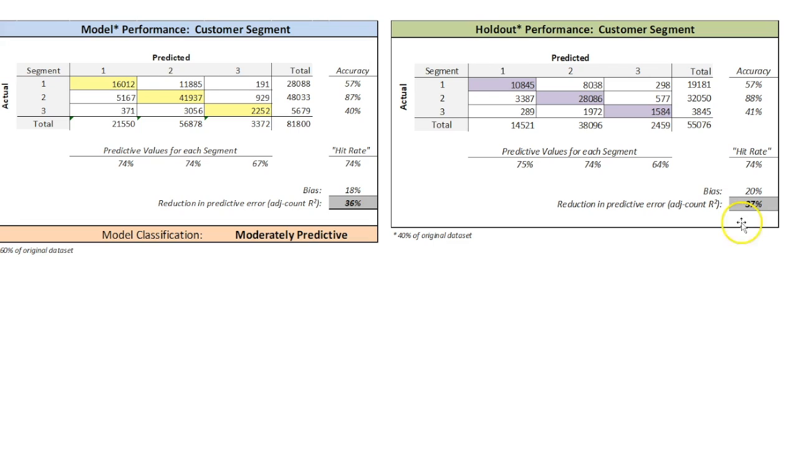But yeah, we can basically determine, is this reduction in the predictive error, basically the adjusted count R-squared, this 36% different than this 37%?